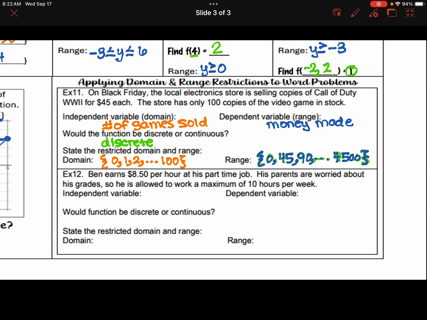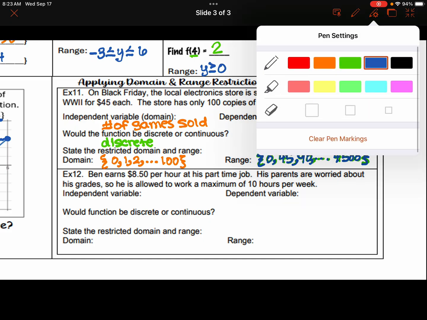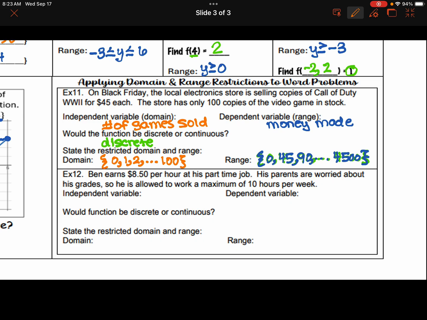Okay, let's look at the last one. Ben earns $8.50 per hour at his part-time job. His parents are worried about his grades, so he has been allowed to only work a maximum of 10 hours per week. So that's what his parents have told him. Okay, so the independent is the hours worked, and the dependent is going to be the money earned. Now, this scenario is actually going to be continuous.